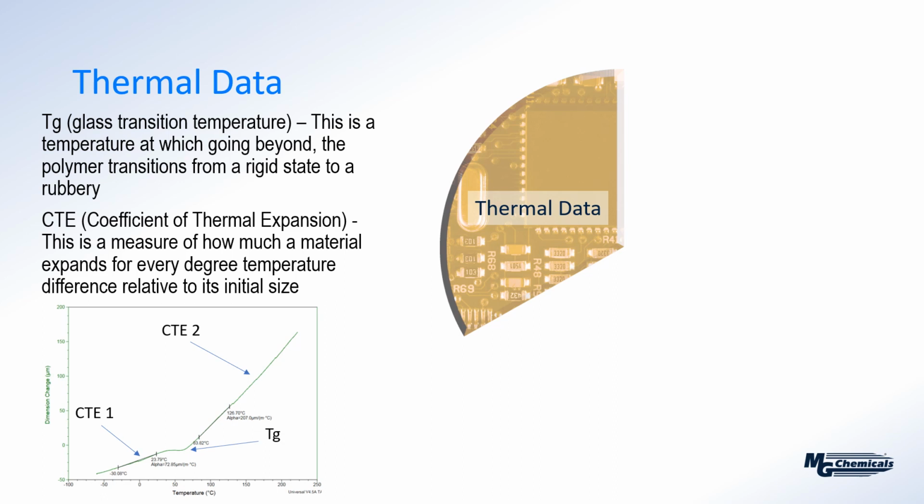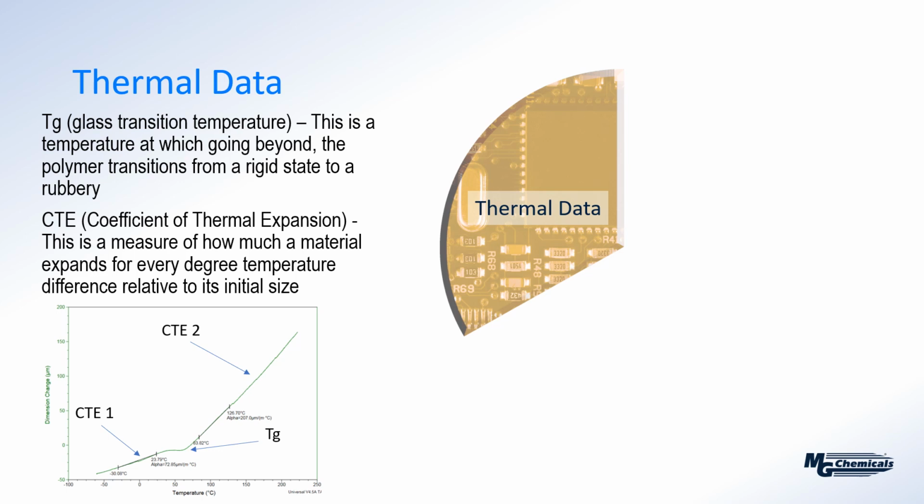So you see the section labeled CTE1. This is how much the material expands with every degree of temperature rise before the glass transition. Okay, so what do we conclude? Because the slope of this line is more flat, the material is harder. It's not expanding at the same rate relative to how much you increase the temperature.